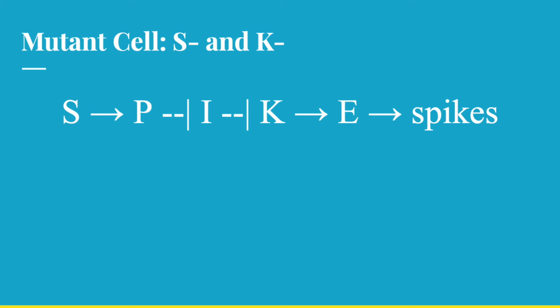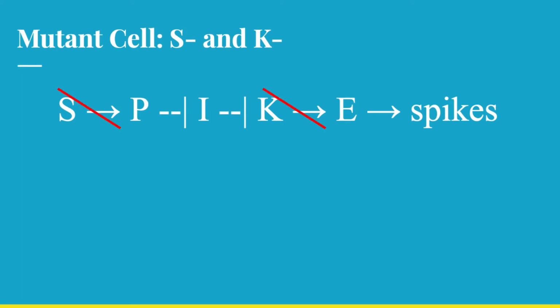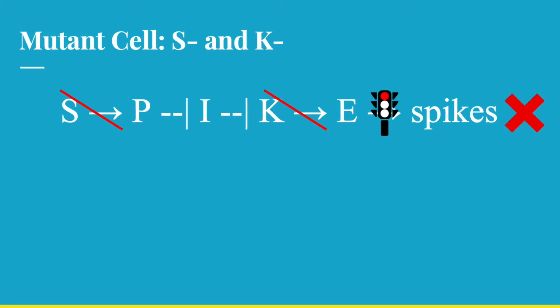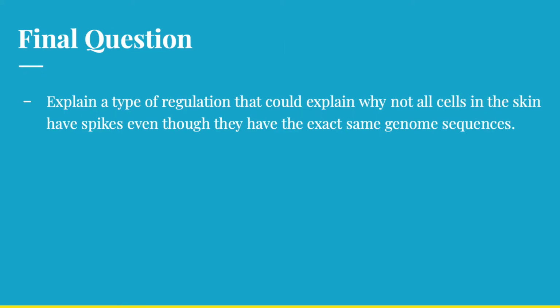For this example, S and K are both absent from the sequence. In looking at the double mutant cell, it is helpful to determine the outcome of spikes by looking at the component lastly affected, which in this case is K. Because K is not present, it is not able to produce E, which is what we need for spikes. So the spikes are not produced from the absence of these two components in the cell.